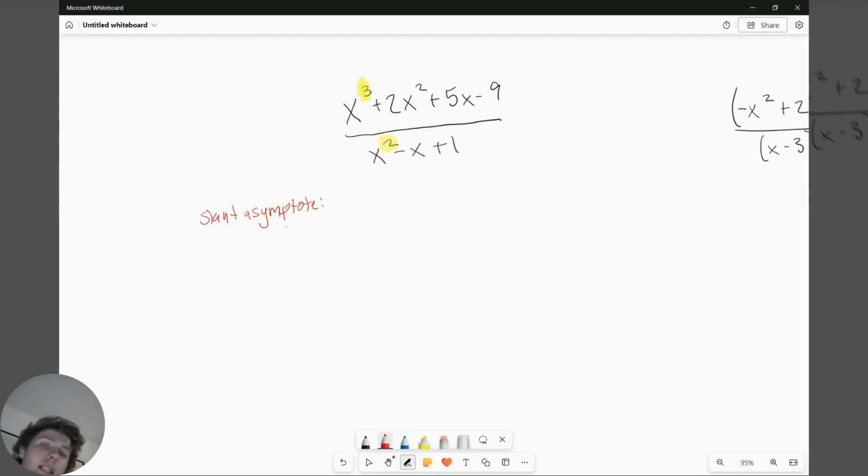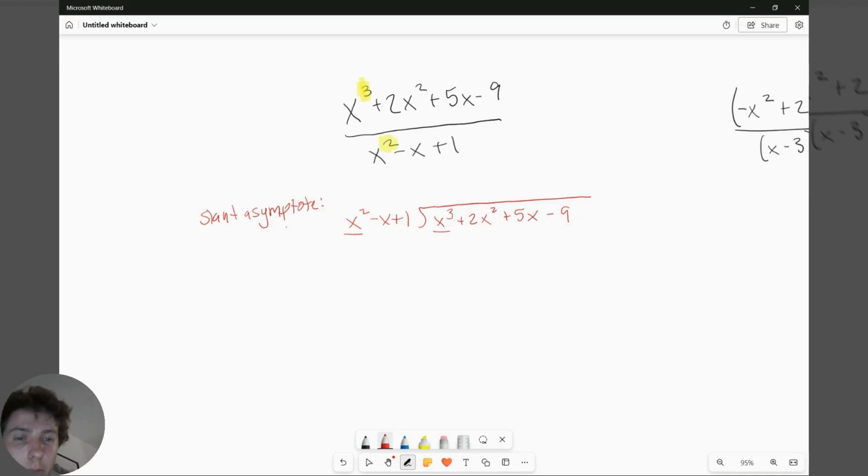How you can find a slant asymptote is simply by dividing. We can actually perform the operation of dividing this rational function out. For example, I can take the x squared minus x plus 1, put that in front of my long division symbol, and then all of this other stuff is underneath. Just like we were doing the other day, we want to figure out how to make x squared the same as x cubed. Well, if I multiplied that by x, that would work for me.